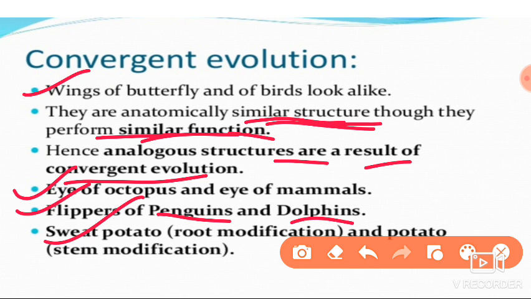If they ask the question on convergent evolution, the origin is different, but they are doing the same function. That is convergent evolution. Homologous organs: the origin is the same, but the function is different. That is the divergent evolution.